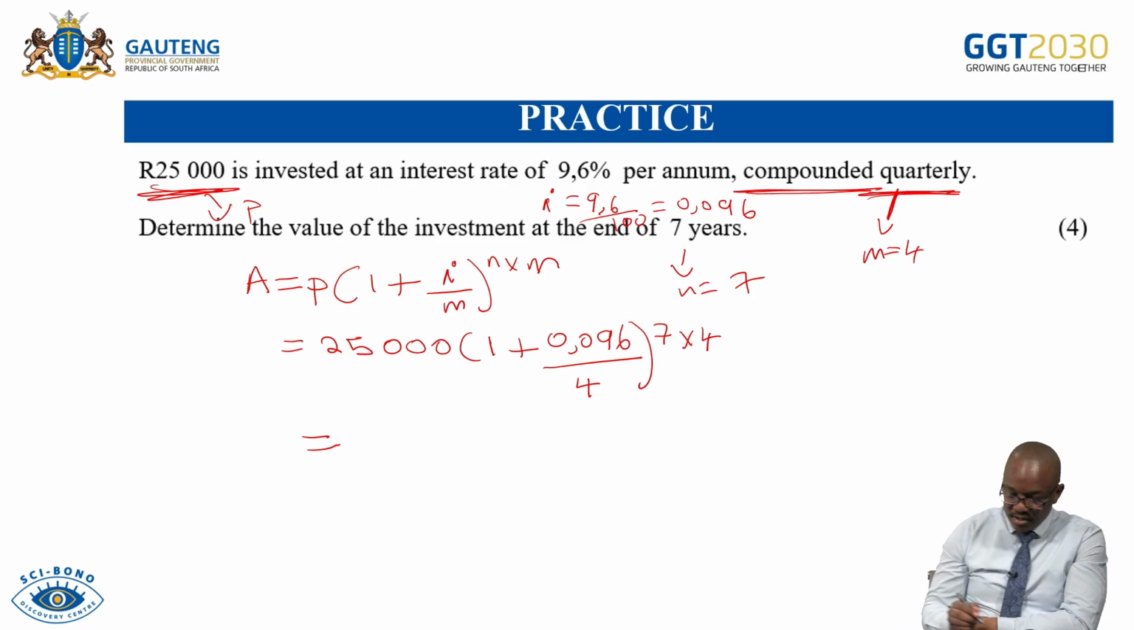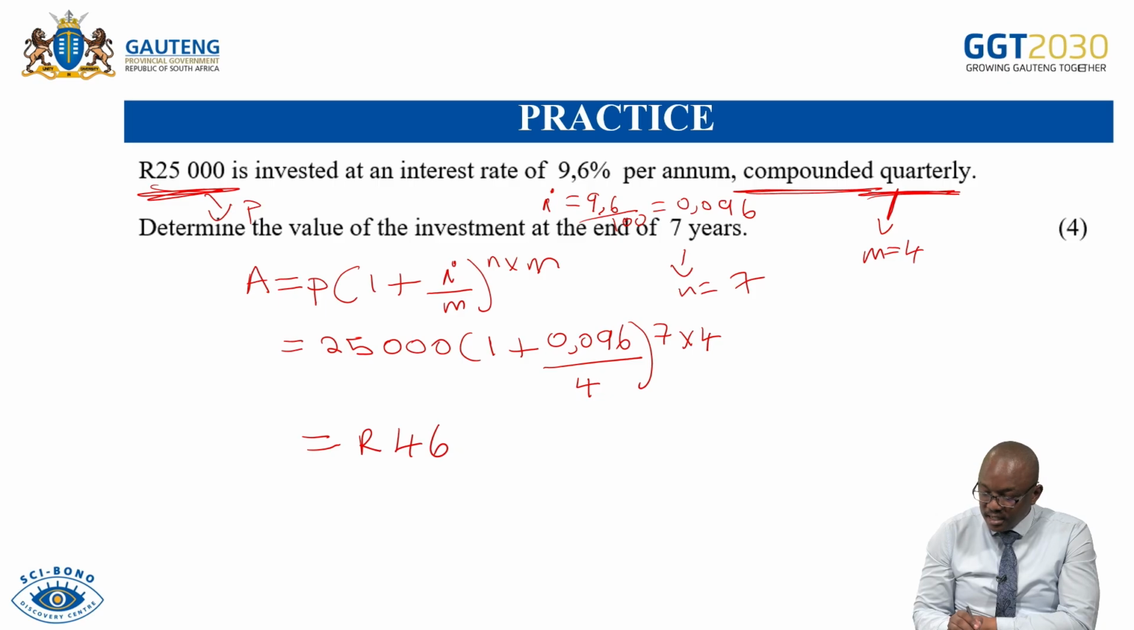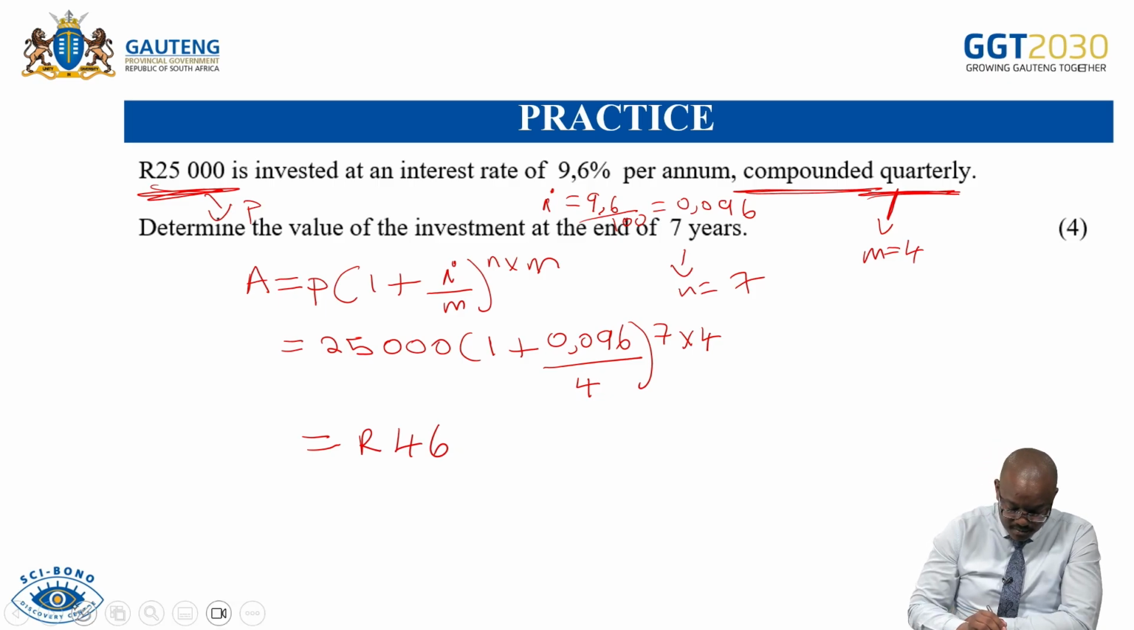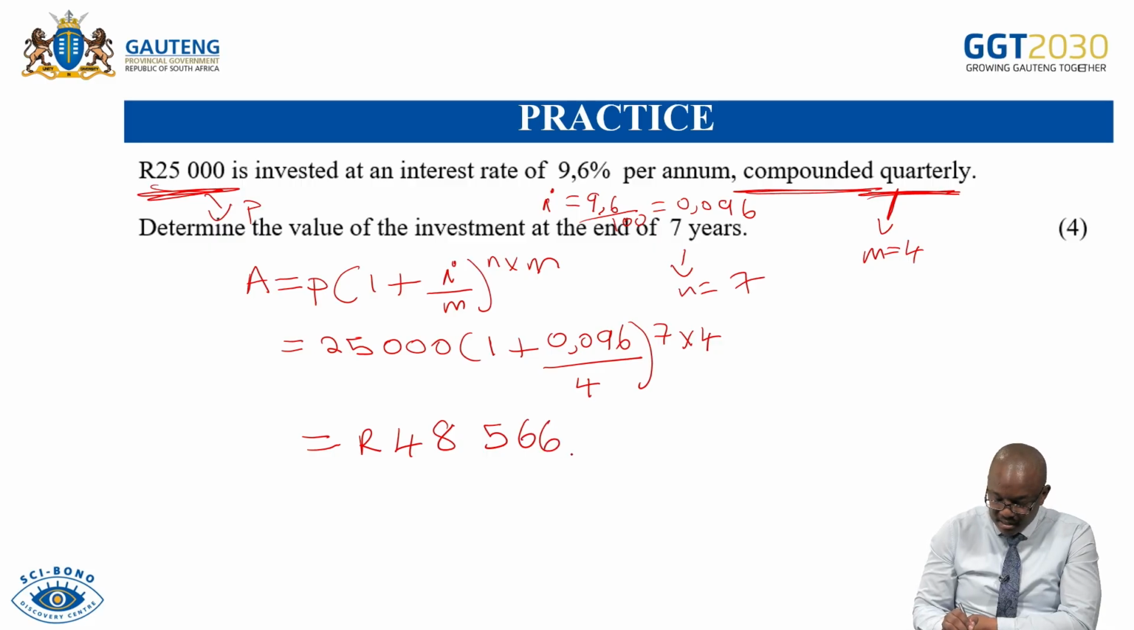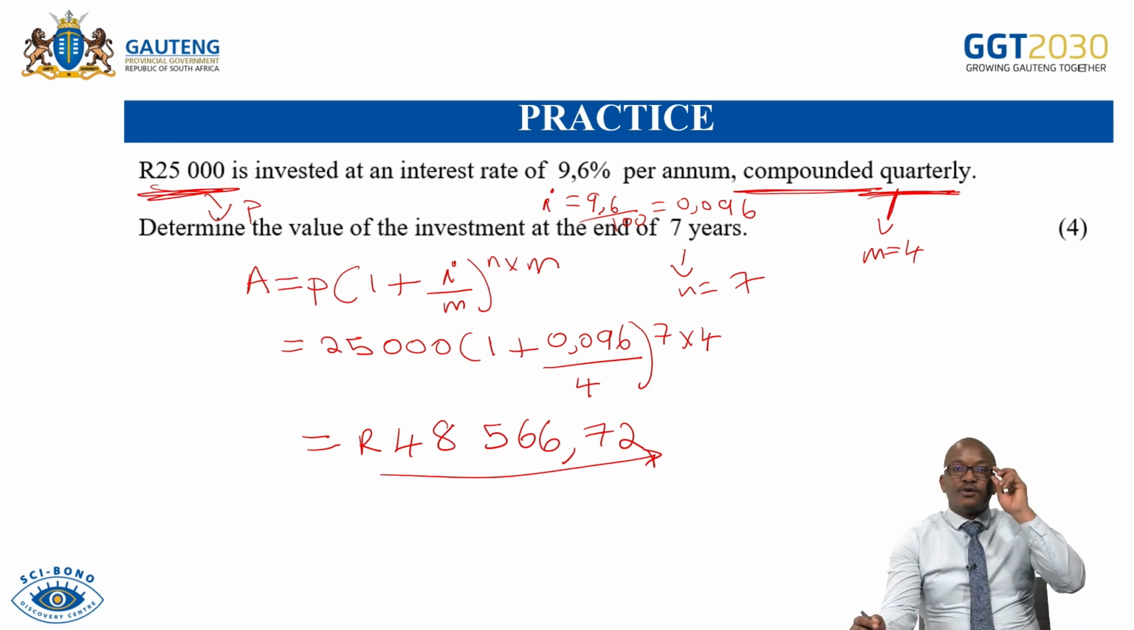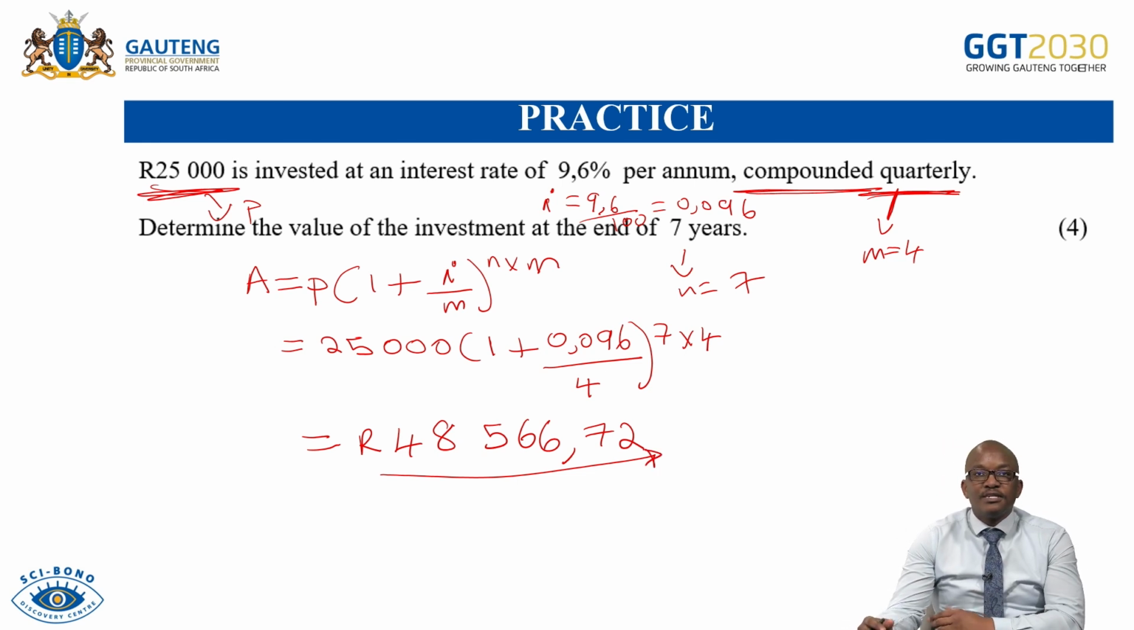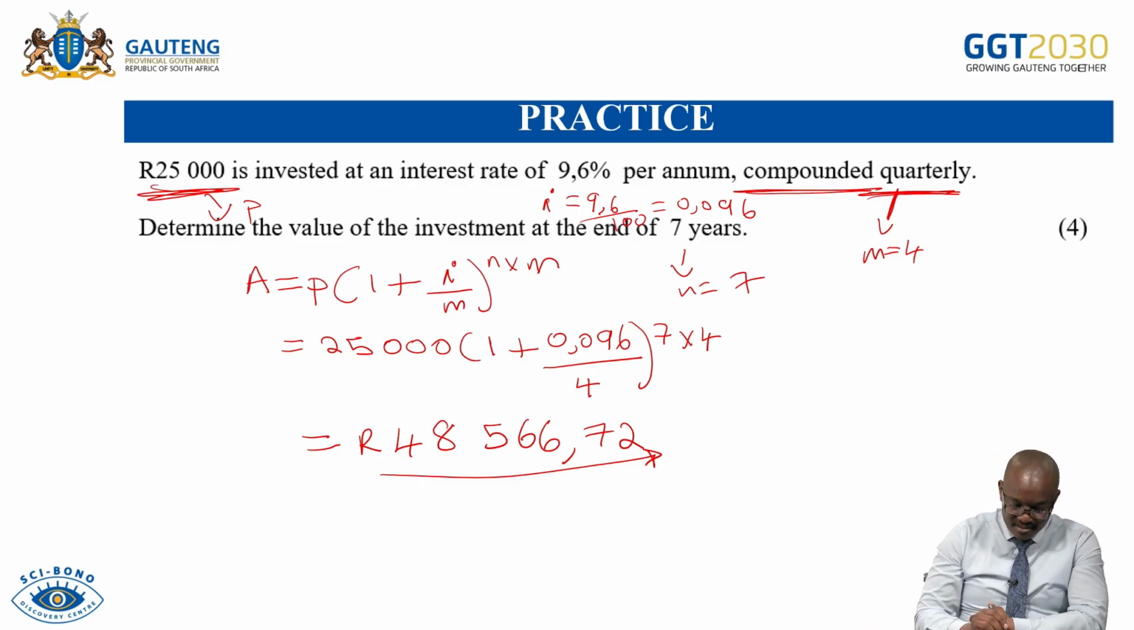And the amount that you are going to get as your answer is going to be 46, sorry, it's not 46. It's supposed to be 48,566 rand 72 cents. So that's how you are going to use that type of formula. Right, so now we can move forward.